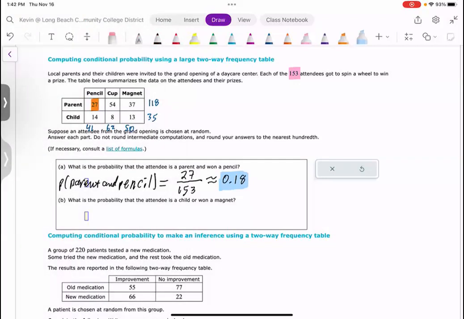Part B, what is the probability that the attendee is a child or won a magnet? Ooh, okay, so we're back to our addition rule. This is from the previous section, but we can do this. Probability child or magnet. Well, that's going to be the probability of randomly selecting a child, plus the probability of randomly selecting a magnet, minus the overlap. Probability of choosing a child and a magnet.